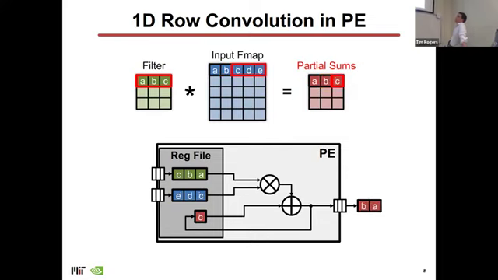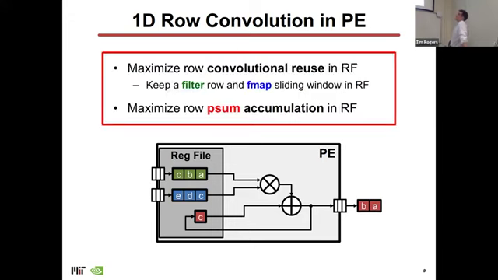You can continue to stream these things through and keep streaming out the partial products. That's the difference in their architecture: they are not mapping just weights to PEs, and they are not mapping just output elements to PEs. They are mapping a row of the convolution to a PE.